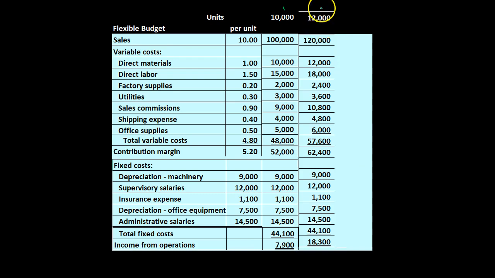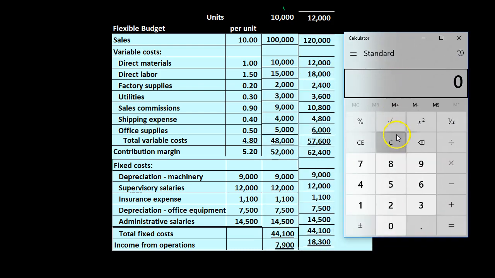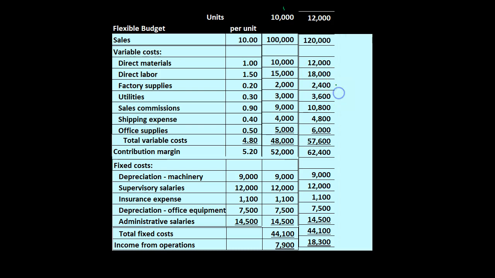So what if we had 12,000 units then? Well, if we had 12,000 units that were produced, now that we have broken this out into a contribution margin income statement, we could simply take the 12,000 times the sales per unit, 10, 120. We could take the 12,000 times the direct labor, 1.5, and that'll give us the 18, and so on and so forth, breaking out all these numbers to get to the total variable cost. The 120 minus the 57.6 gives us the 62.4 contribution margin.